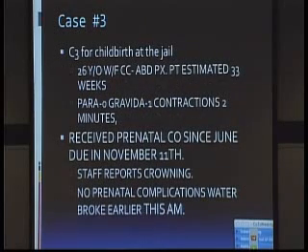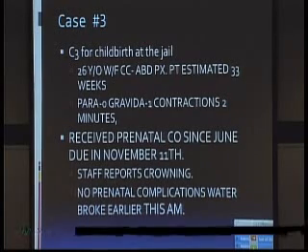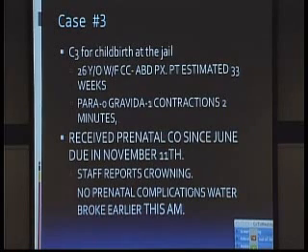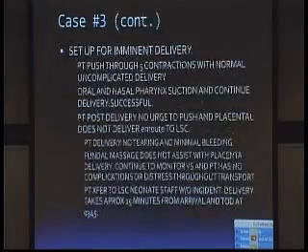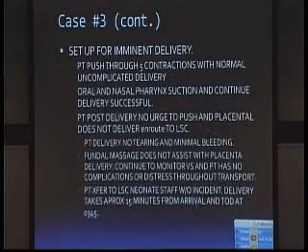Okay. So you're called code 3 for childbirth at the jail. It's a 26-year-old woman who's complaining of abdominal pain. By last menstrual period, her estimated gestational age is 33 weeks. She's gravida 1, para 0, contractions 2 minutes apart. Her last prenatal care was in June. She's due November 11th. This is mid-October. Staff says she's crowning. Water broke earlier this morning. So just picture with your equipment what you'd set up, what you'd get ready.